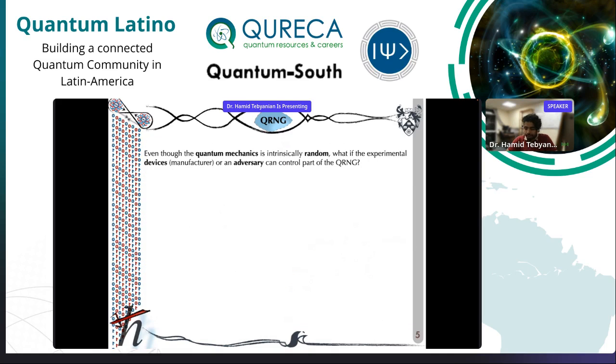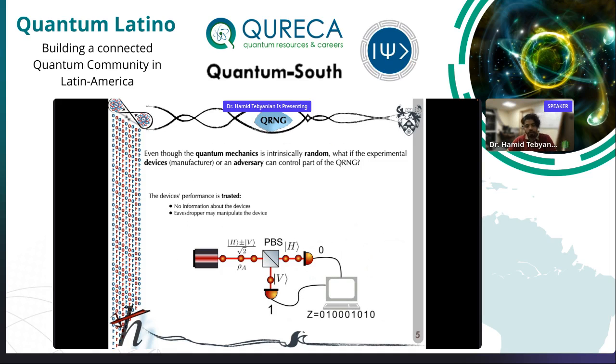But even though quantum mechanics can assure the randomness theoretically, what if the experimental devices are somehow made or controlled by a third party, or in the worst case, an eavesdropper? In that case, the security can be compromised. Let me illustrate this better with an example. Consider a quantum random number generator made of a single photon source, a polarizing beam splitter, and two single photon detectors. The single photon source emits polarized single photons to the polarizing beam splitter, and depending on the polarization of the single photon incident on the polarizing beam splitter, it either gets reflected or transmitted.